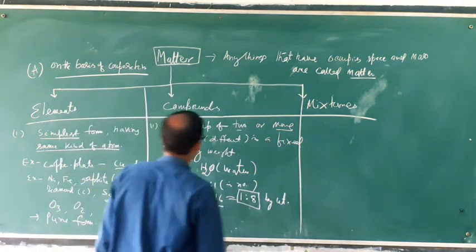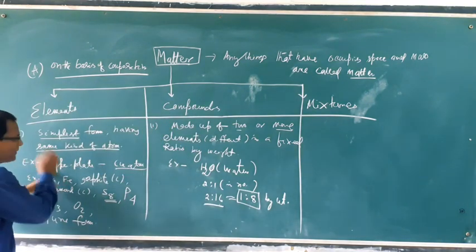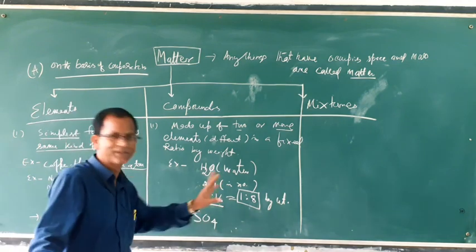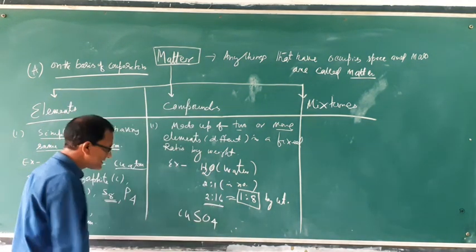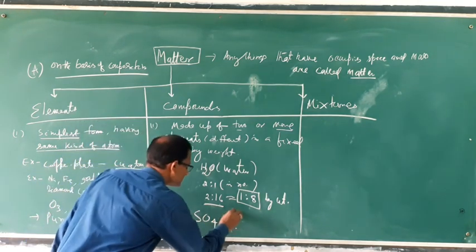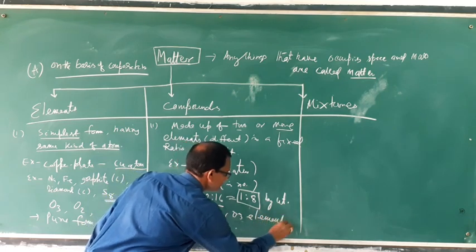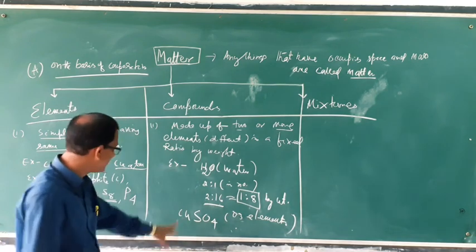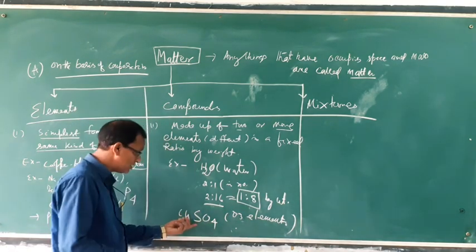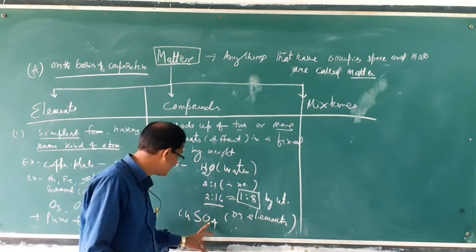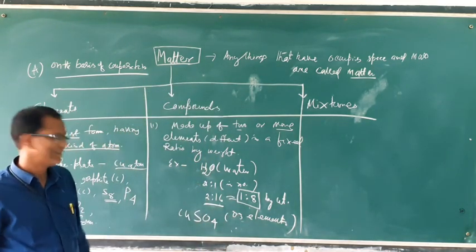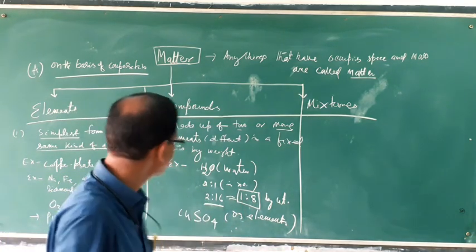Like this. Already you have written that copper plate is an element. If you write copper sulfate, it is a compound. Because it contains how many elements? 1, 2, another oxygen, 3 elements. 3 elements are present in copper sulfate. 1 is copper, 2nd one is sulfur, 3rd one is oxygen. So it is a compound because the ratio of copper, sulfur and oxygen is constant in copper sulfate. The composition is constant. That's why it is a compound.